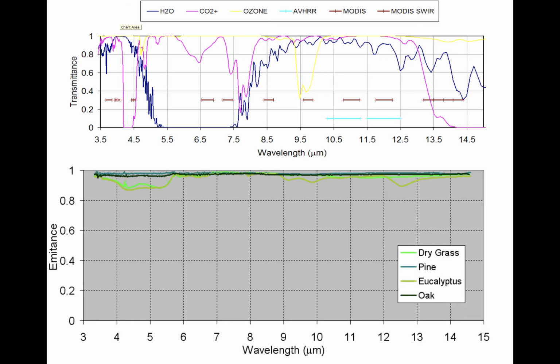For the most part, vegetation is an efficient emitter at IR wavelengths. Although dry grass is shown here, as well as eucalyptus, to have emissivity of only 90% between 4 and 5.5 microns.